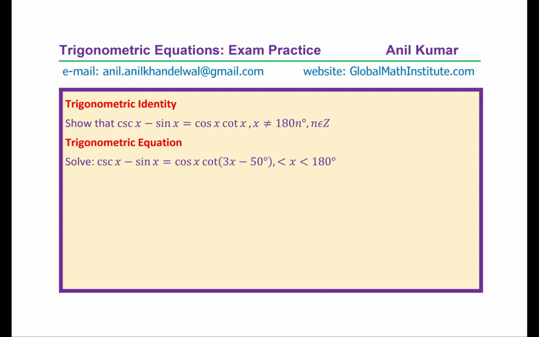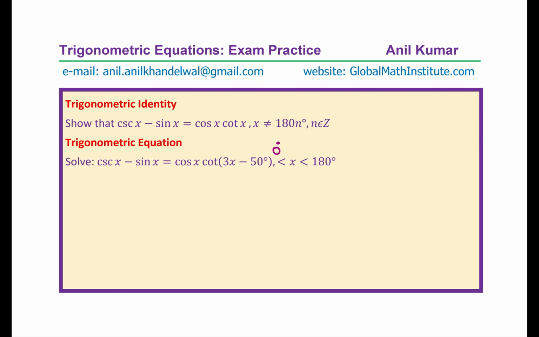Well, this is indeed a very interesting question. In part A, we are given an identity to prove, which is cosecant x minus sine x equals cos x cotangent x, where x is not equal to 180 degrees times n, where n is an integer, since cotangent x is not defined there. And then in part B, we need to find the solution to the trigonometric equation cosecant x minus sine x equals cos x cotangent of 3x minus 50, where x is between 0 degrees and 180 degrees.